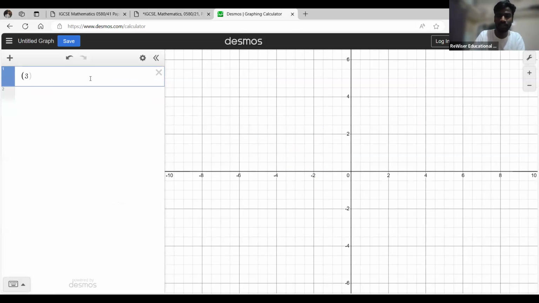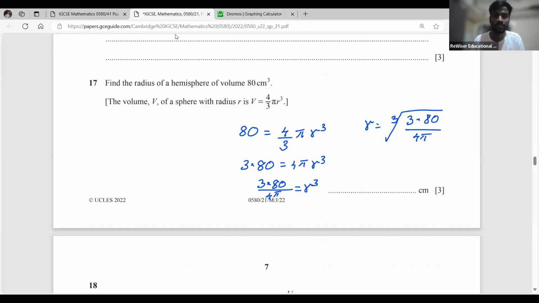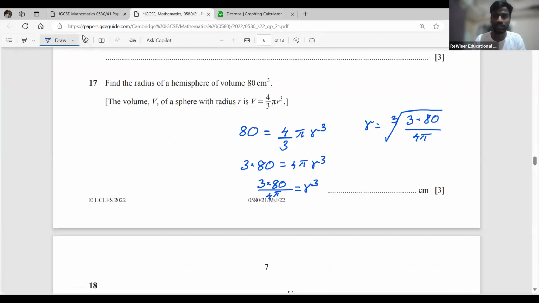So it's going to be 3 times 80 divided by 4 times pi. And this entire thing to the power of cube root means it's 1 over 3. So that's going to give us the result as 2.673. So 2.673 is the value of the radius.